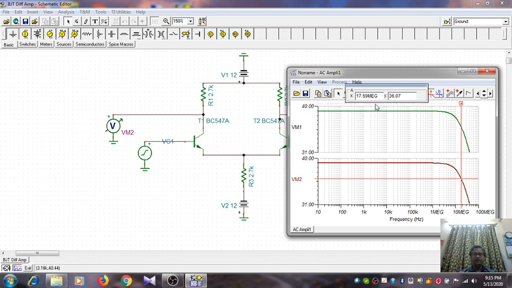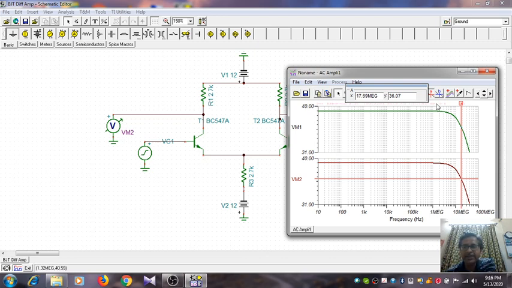If you remember, for VM1 and VM2 both, the upper 3 dB cutoff frequency happens to be at 17.7 megahertz. So that is our bandwidth. The bandwidth of this differential amplifier, we can take it down: it is 17.7 megahertz. So that is the bandwidth of the differential amplifier that you have designed.